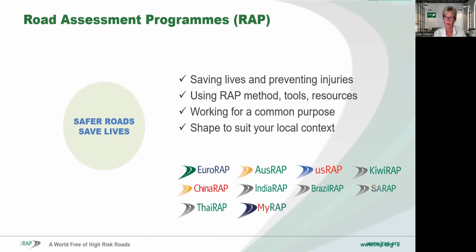Vietnam is a nice example. There isn't a Vietnam RAP, but in Vietnam, there's a really strong commitment to achieving star rating targets. There's dozens of experts who've been trained in using the RAP tools, and the RAP tools themselves are being used in innovative ways to drive development of a safer road network. So all the characteristics of a strong RAP are there. We're very pleased to see in Vietnam that all the tools and resources are being used very effectively to save lives.